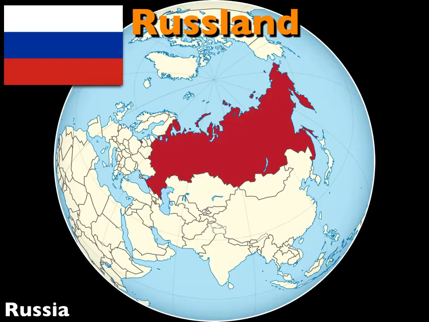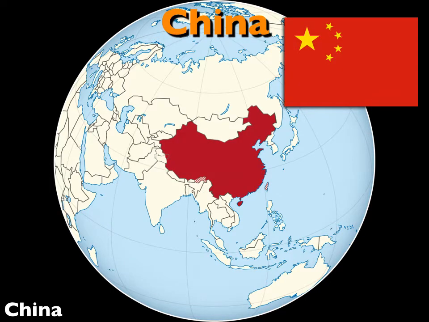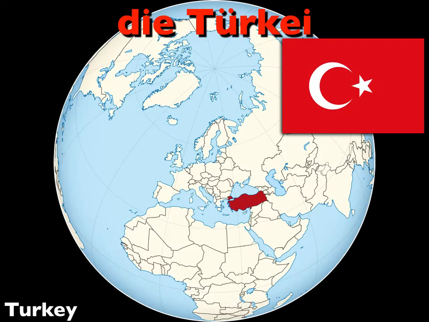Let's continue. Russland. Indien. China. Die Türkei. Notice that Turkey is feminine, therefore it includes the article die when referring to it, just like Switzerland and Slovakia do.